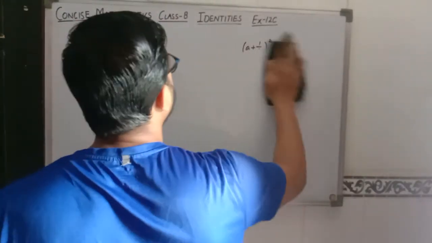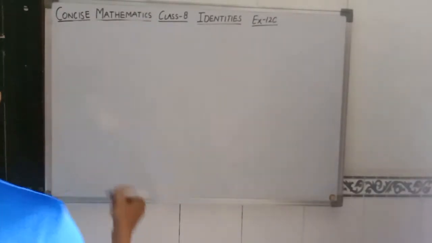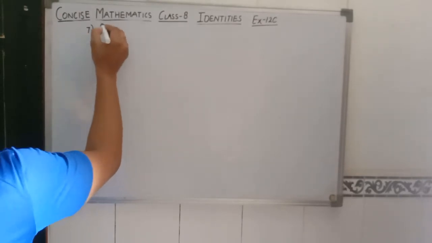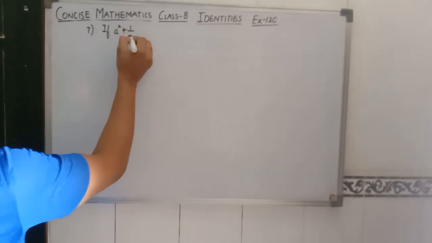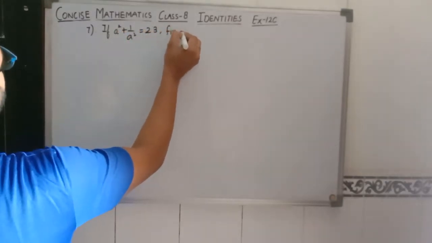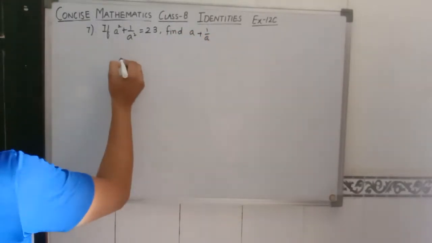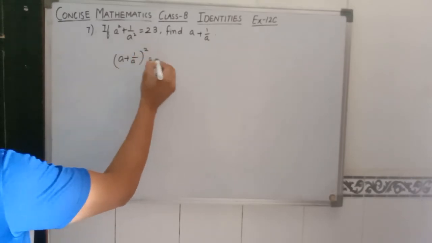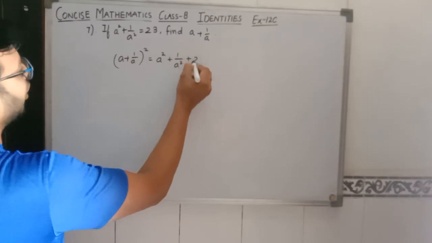Now we are coming to question number 7. That is also the same, but I am telling you one of the questions. Question number 7 is saying, if a square plus 1 upon a square is equal to 23, we have to find a plus 1 upon a. Now a plus 1 upon a to the whole square, what will be the identity? The result is a square plus 1 upon a square plus 2.